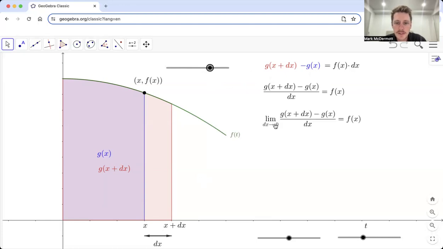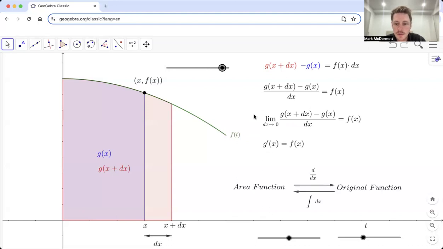If we take the limit as dx goes to 0 of this left-hand side, what that means is dx is getting really small, so we're making these rectangles really small. Then we get the limit as dx approaches 0 of g of x plus dx minus g of x, all over dx. This hopefully looks familiar from first principles. As dx gets really small, this becomes the derivative of g of x. And what you'll notice is the derivative of g of x is equal to the function f of x.